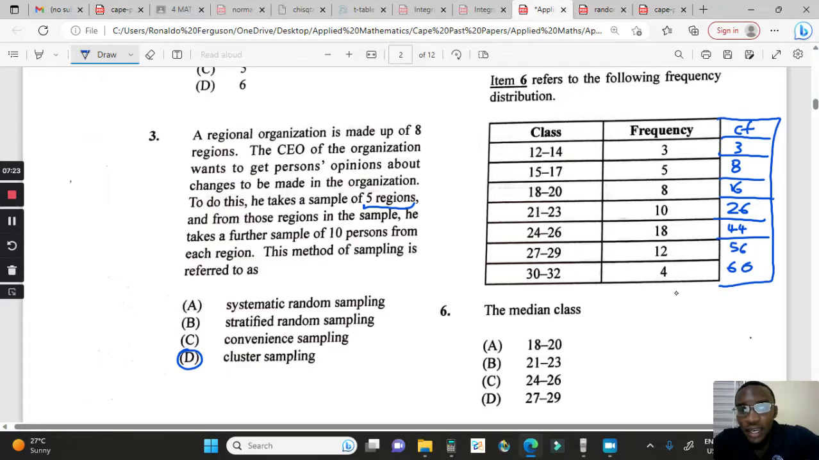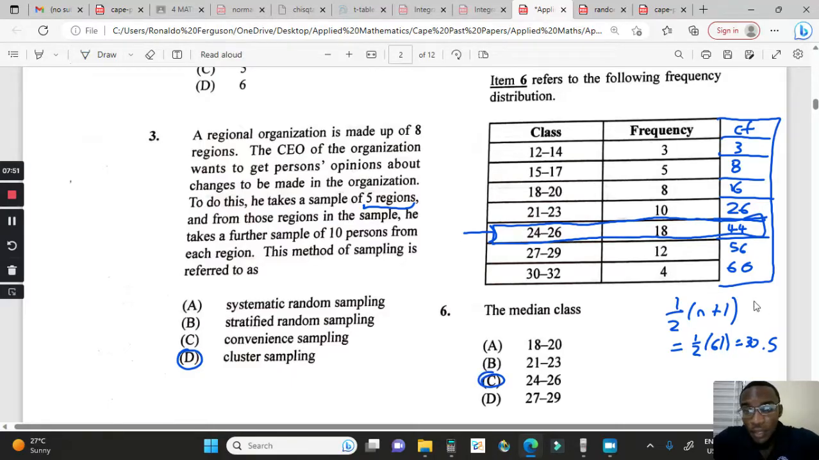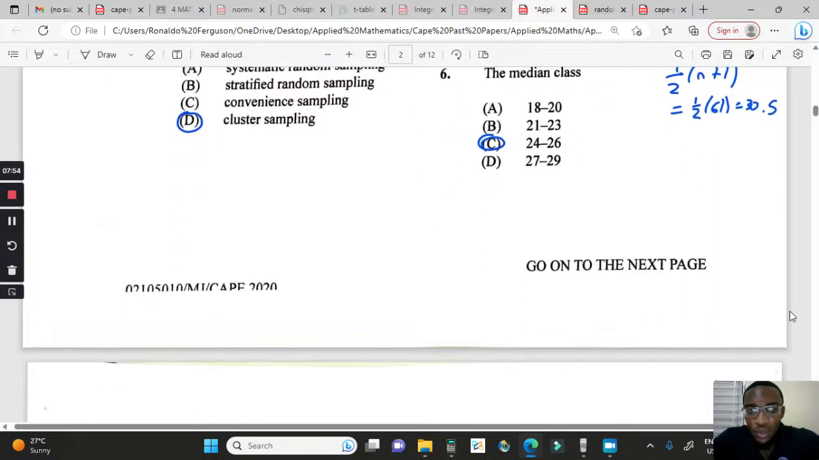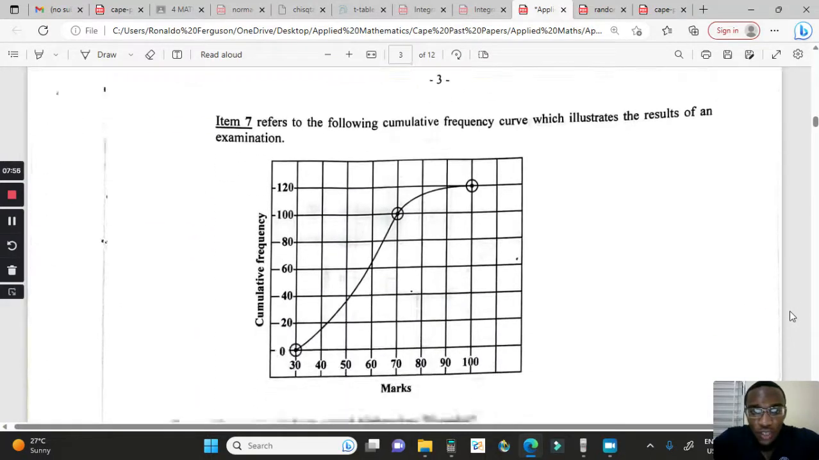Now, the median class is going to be half of n plus 1. Half of n plus 1 is half of 60 plus 1. So half of 61 is the 30.5 position. Now, 30.5 is going to lie in this class. All right, so in this class, you notice this would be the 27th to the 44th term. So in that class, it's going to lie in between 24 to 26. Easy. I'm going to pick up the pace a bit now because we're going a little slow and I think it's fairly straightforward so far.